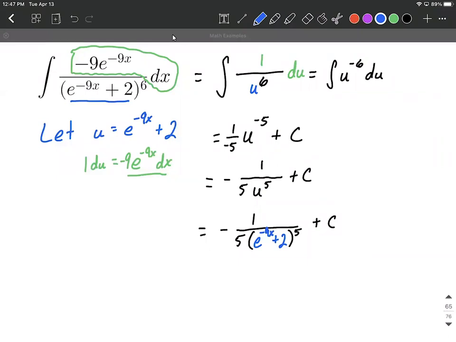So as you do these, make sure that you pick out u to be the inner function, take its derivative, and then work on substituting in and then integrating. Don't forget at the end that you want to substitute back in so that it's back in terms of x as opposed to the u that you selected initially.